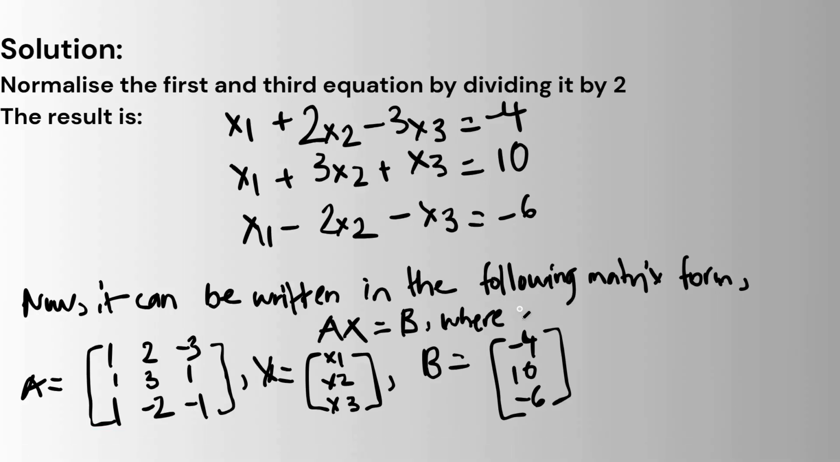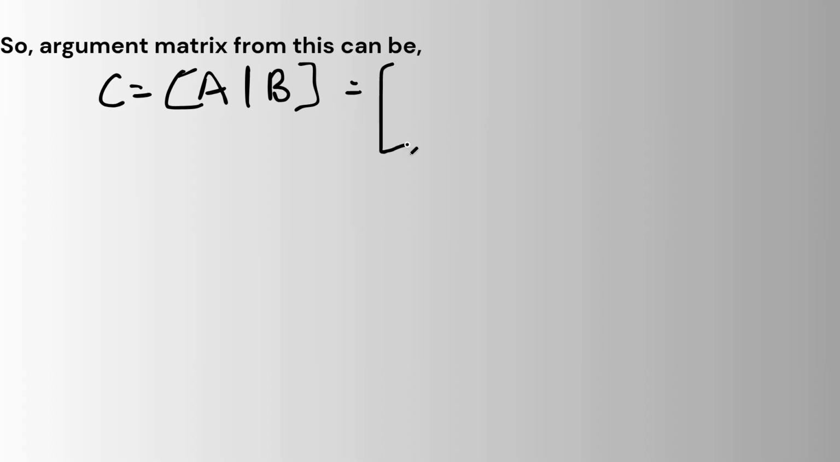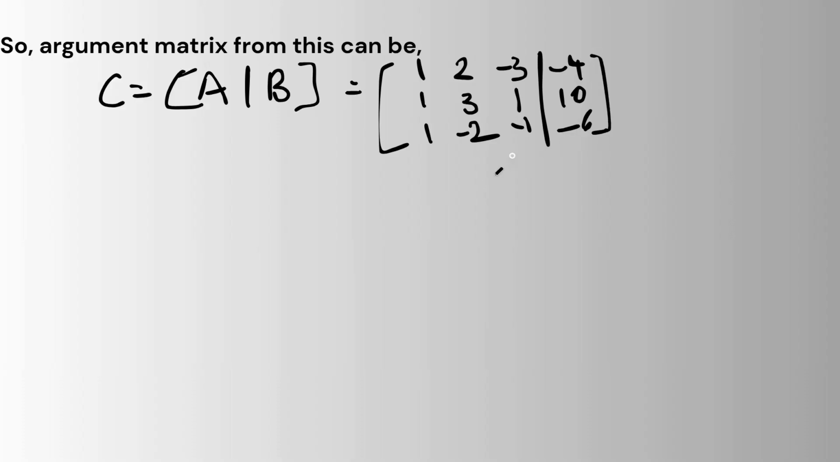So the augmented matrix for this can be written as A and B, where A is the first columns and B is the last column. So 1, 2, -3; 1, 3, 1; and 1, -2, -1, and the last column is -4, 10, and -6.